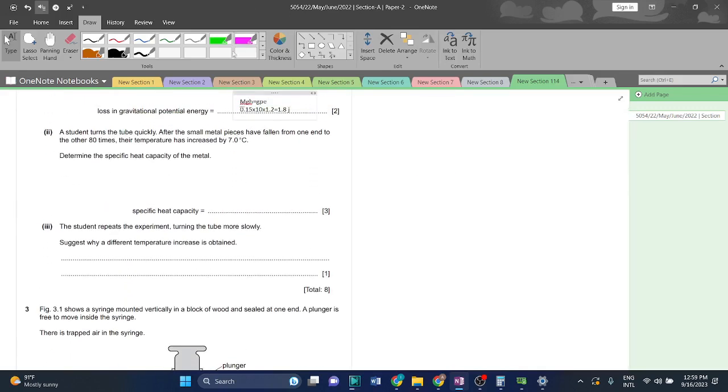आगे चलते हैं. आगे, a student turns the tube quickly after the small metal pieces have fallen from one end to the other 80 times. So वो बहुत vigorously उसको shake कर रहा है and it is like producing a lot of heat. Their temperature has increased by 7 degrees Celsius. Determine the specific heat capacity of the metal.